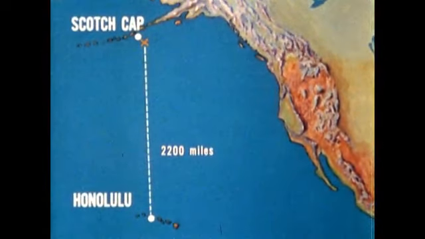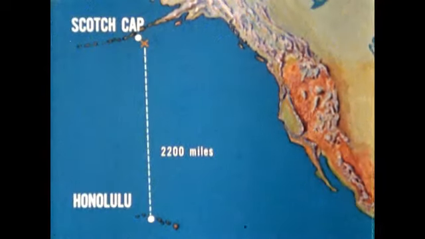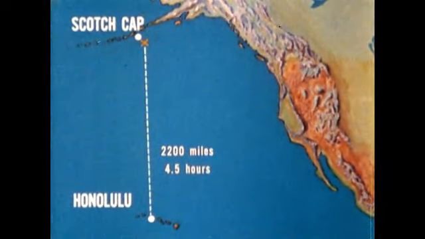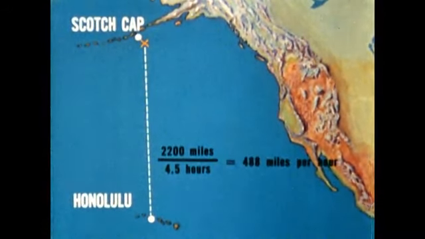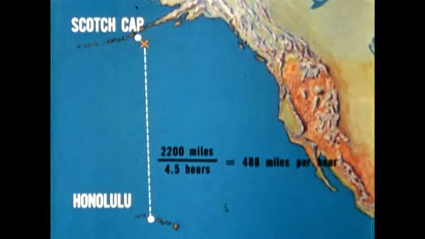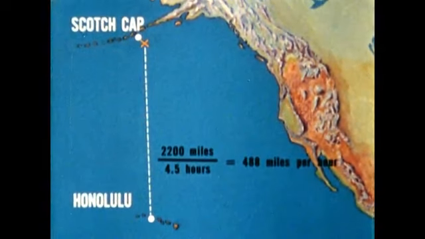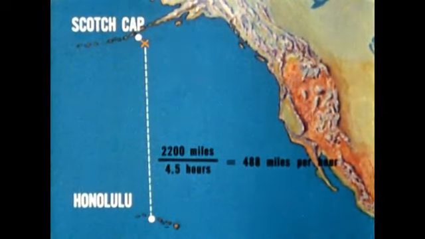The waves crossed the 2,200 miles of open ocean between Alaska and Hawaii in about 4.5 hours. By dividing the number of miles the waves traveled by the time it took them to cross the distance, we find that the waves must have traveled at an average speed of about 488 miles per hour. Wind could never have produced waves traveling so quickly because wave-generating winds never blow that fast. How were these giant waves created?